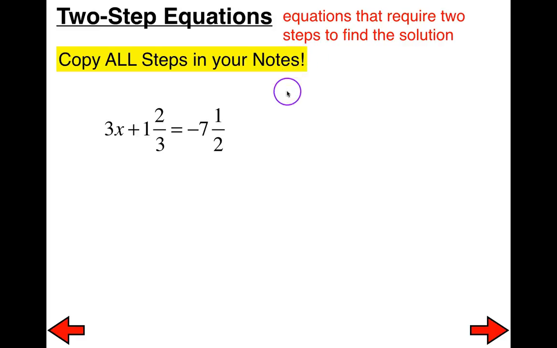So same thing as always. I'm going to go ahead and follow the same steps as I did from my previous lesson. I'm working on isolating my variable.